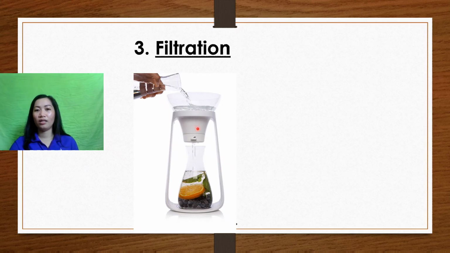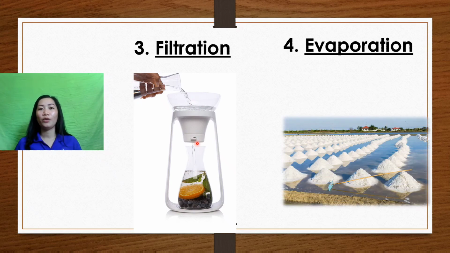Filtration paper, or we can use also the cloth. Okay, we have the number 4, to separate the soluble materials from a solvent. Like for this example, the salt farming, we can use evaporation.